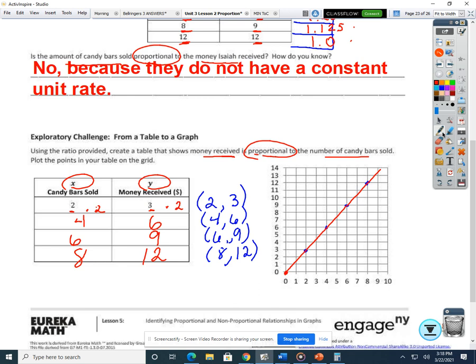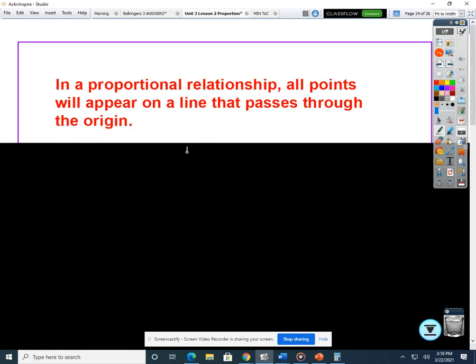So in your notebook there on page 71, I want you to write in our note there on your lined paper. It says, in a proportional relationship, all points will appear on a line that passes through the origin. Putting this on page 71 in your notebook, please.